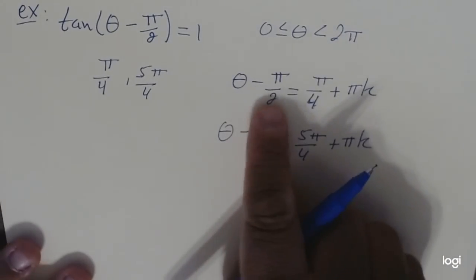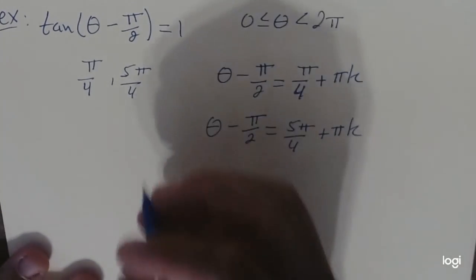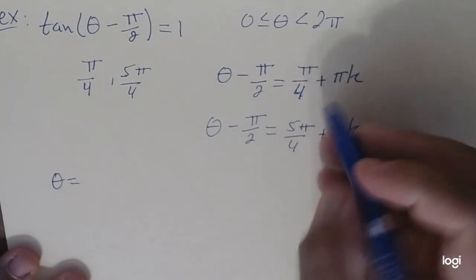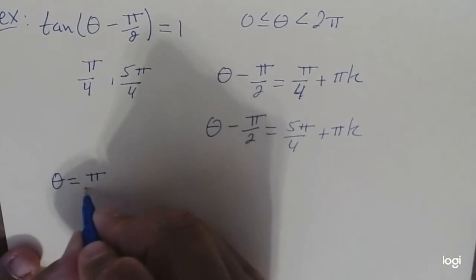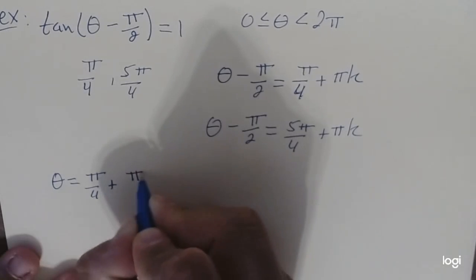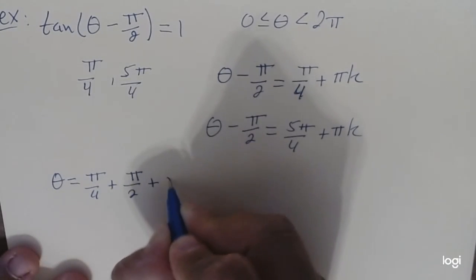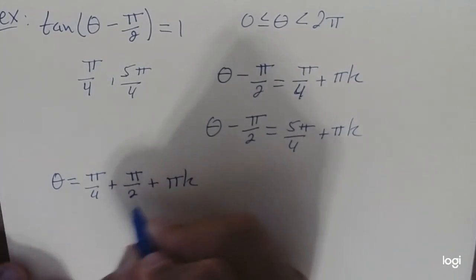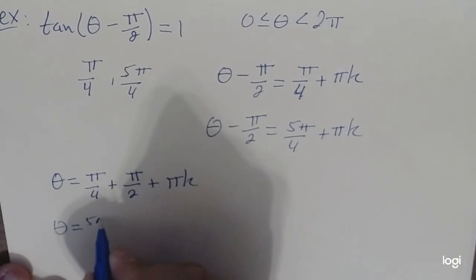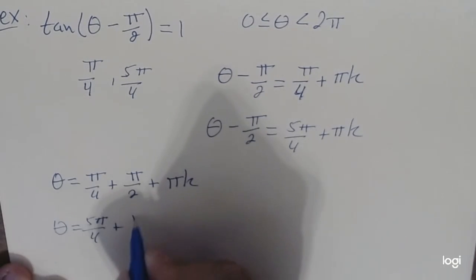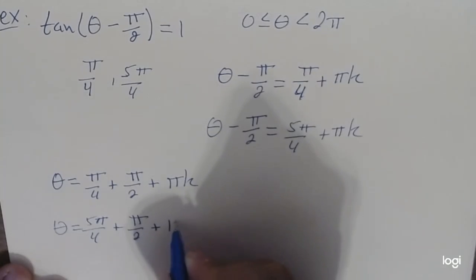And now we solve for theta. So meaning we're going to add pi over 2 to both sides. So if we add pi over 2 to both sides, basically adding it to this, right? So it's going to be pi over 4 plus pi over 2 plus pi k. We're just going to add it to this part, make it easier. And same process on the bottom. So it'll be 5 pi over 4 plus pi over 2 plus pi k, right?